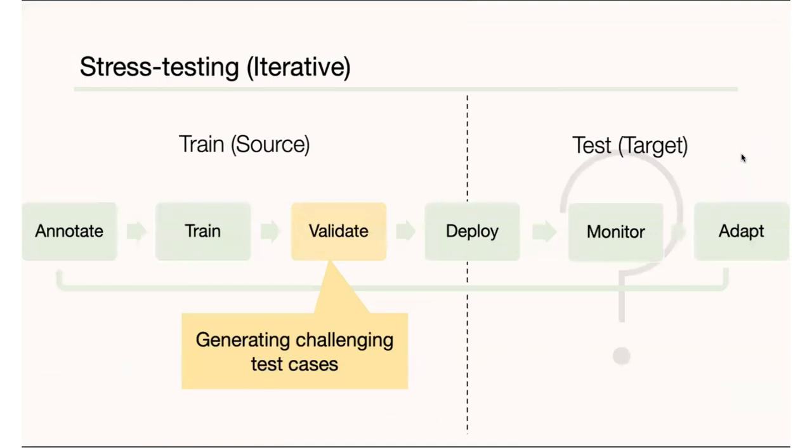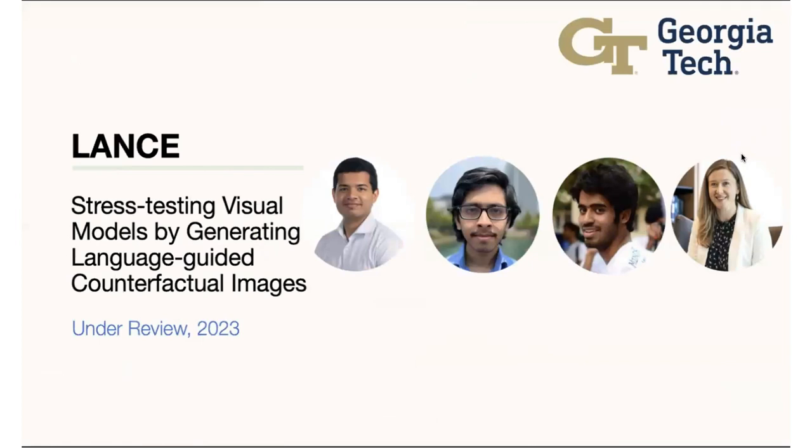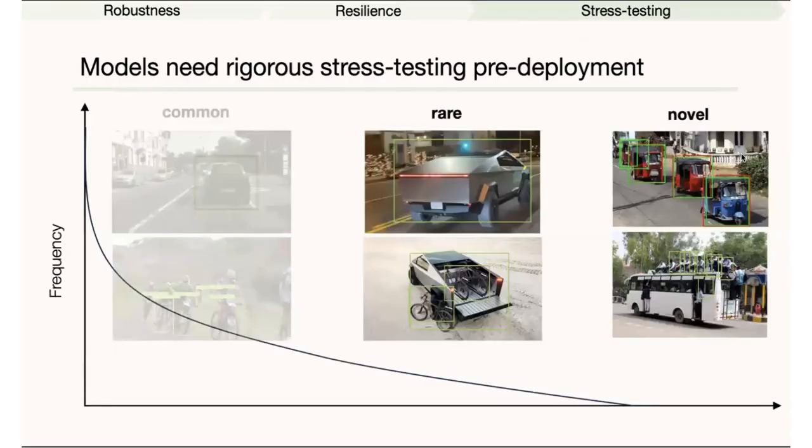Okay, so finally, I'm going to be talking about some recent work where we're considering how to validate models better. This is called LANS, which stands for Language Guided Counterfactual Images, and this was again work done with collaborators at GT. What we're really interested in here is not training better models, but finding what the failure modes of a given model are before we deploy it.